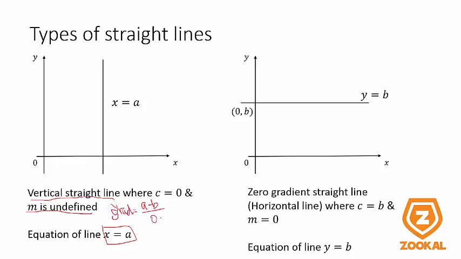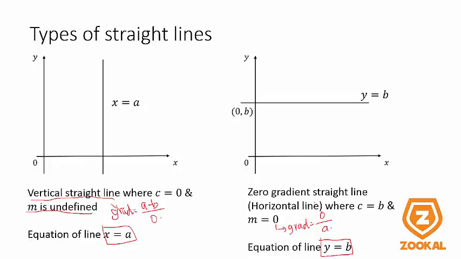where your c is equal to b and your m is equal to 0, and the equation of the line is y equals b. This happens when the gradient's numerator is 0 and the denominator is a number. Just remember these four different kinds of straight lines, because sometimes questions will ask you to draw a straight line using the given information, so it's important to know what you are drawing and how it looks.